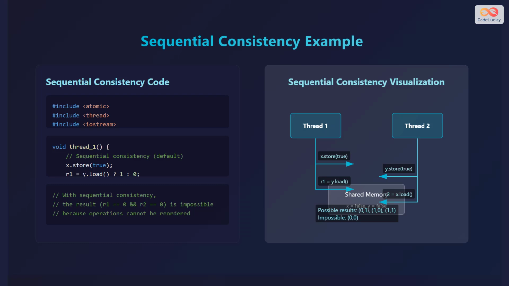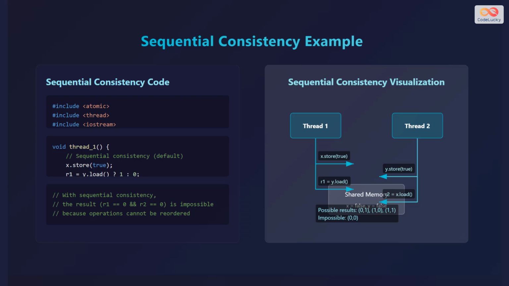With sequential consistency, the result where r1 and r2 are both 0 is impossible because the operations cannot be reordered. The main function starts two threads, thread1 and thread2, waits for them to complete, and then prints the values of r1 and r2. Now for the visualization.